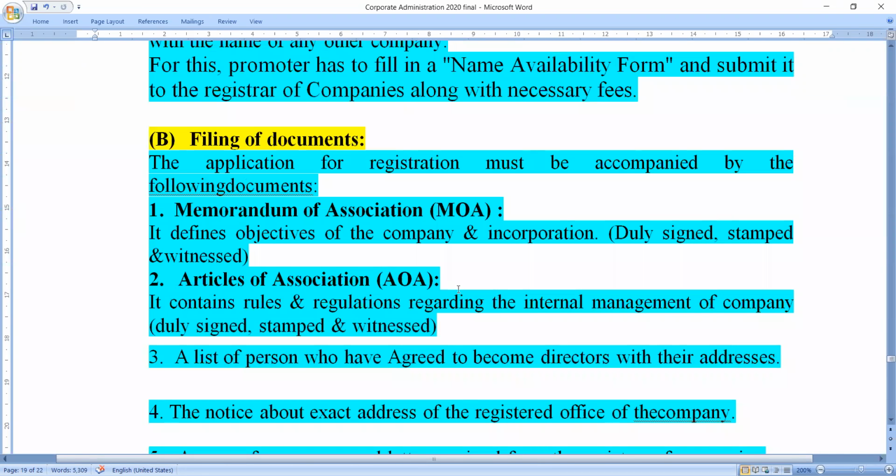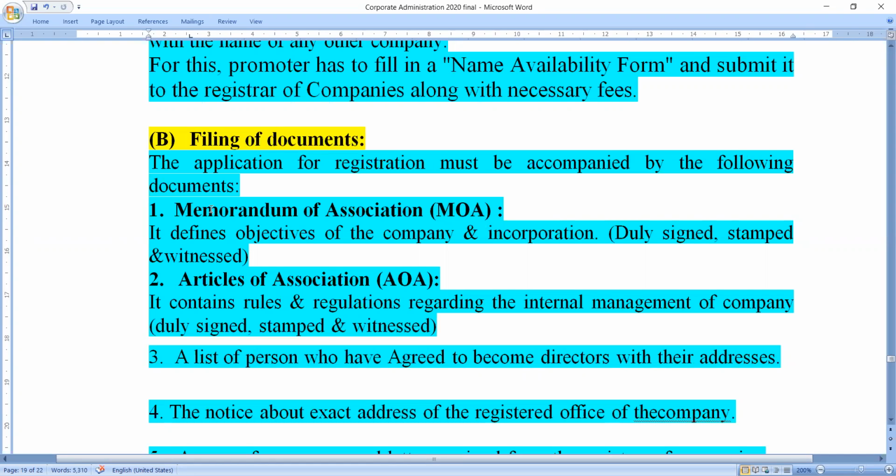See, this is a very, very important step in the incorporation of the company. In the incorporation of the company, we must prepare and submit the necessary documents. What are those necessary and important documents? Among them, the first one is the Memorandum of Association. Memorandum of Association is the essential document in the registration of the company.